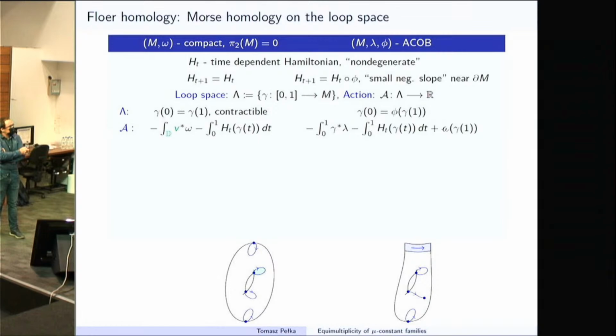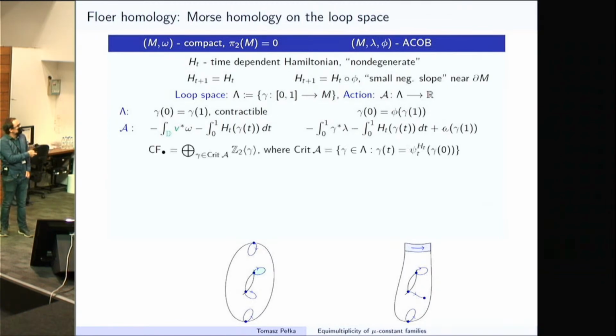And so I integrate the primitive along the loop. What you see here is a Hamiltonian, and what you see here is this action function. We had this exactness condition that phi upper star of lambda minus lambda is minus dA. So this is dA, this is this function. I define a complex, as in the previous slide, generated by the critical points. And it turns out that the critical points of the action functional are precisely the Hamiltonian loops, so the paths, the integral curves of the Hamiltonian vector field.